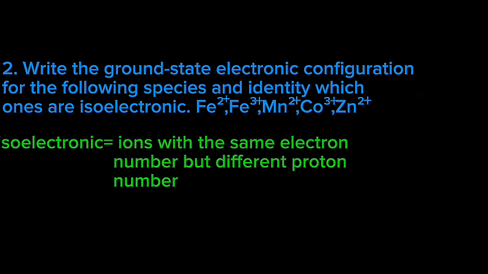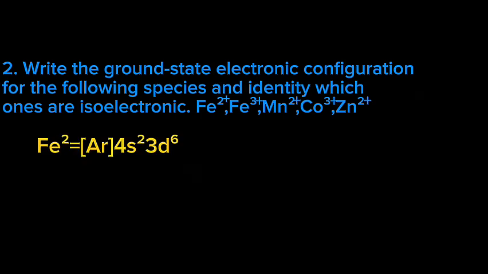Now, iron 2 plus, the electronic configuration will be in the condensed format. So we have argon, which is the closest noble gas to iron, 3d6, 4s2. This is the ground state for iron. The ground state for iron contains 2 electrons in the 4s orbital and 6 electrons in the 3d orbital.